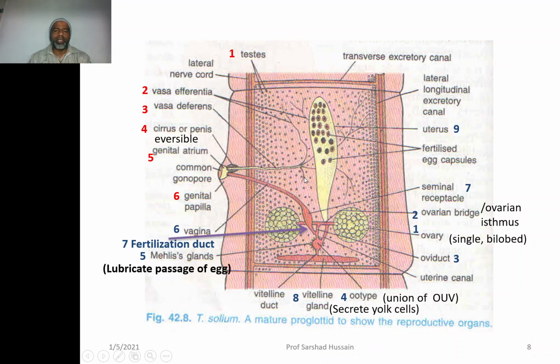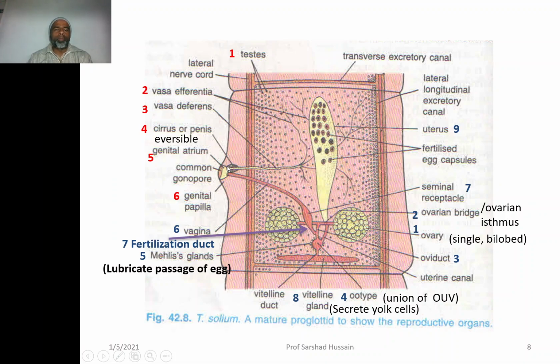Many vas efferentia from a segment join to form a large tube called the vas deferens. This vas deferens at its anterior end, near the raised portion I have already discussed, the genital papilla, has a muscular eversible cirrus or the penis. It is normally present inside the segment, and at the time of copulation it will come out.